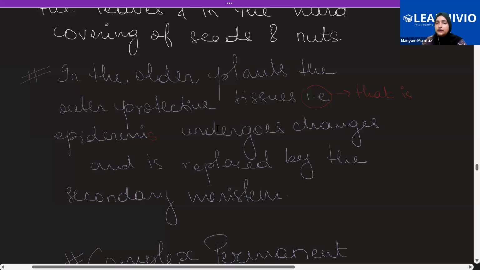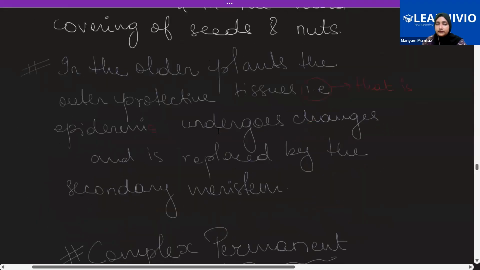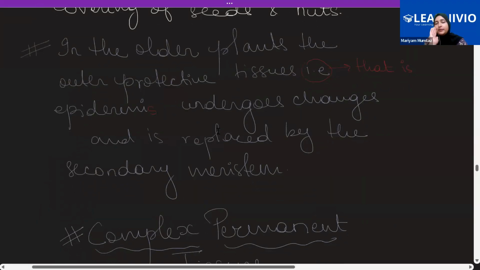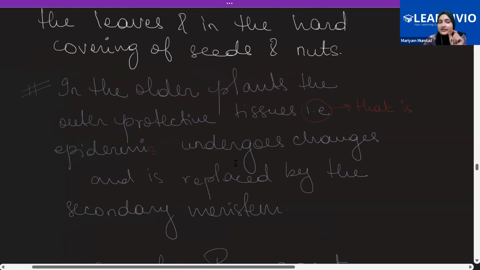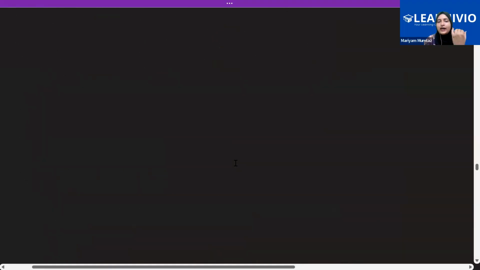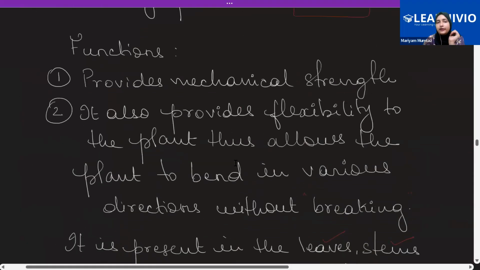Anything that you people have not understood? Ma'am, can you explain this part again, that you explained just now? See, in the older plants, when the plants become old, the tissue that was there when they were young gets replaced by secondary meristem. Like a new layer of tissue is formed, so that their outermost covering, which is called the epidermis, undergoes changes and is replaced with a new layer of meristem. Clear? Yes, ma'am. That meristem is called secondary meristem. So it always undergoes cyclical changes so as to provide whatever function the plant requires.